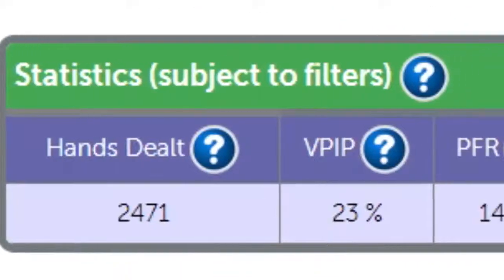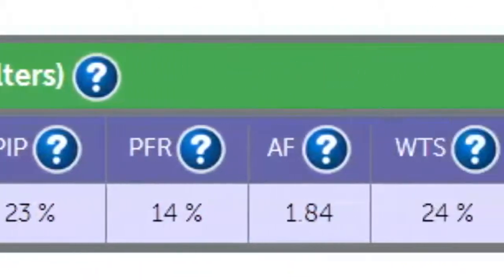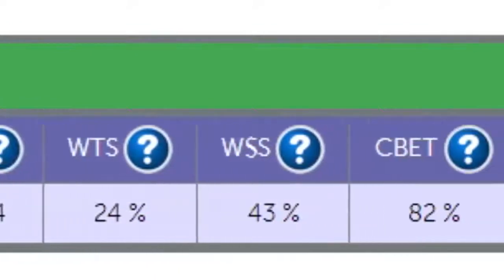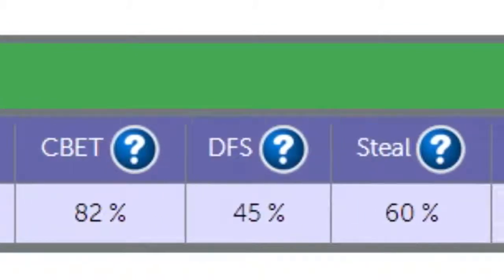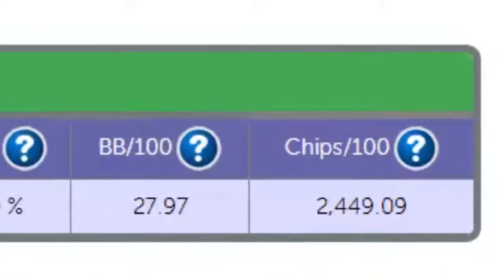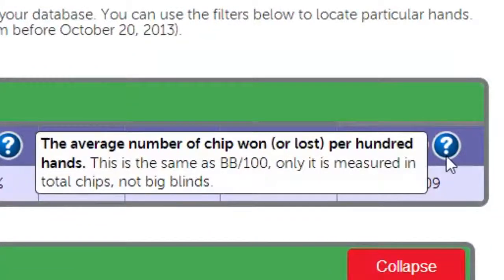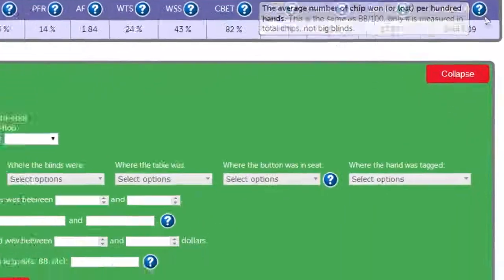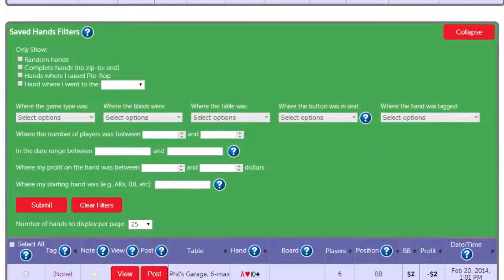At the top, you can see various statistics for the hands currently being displayed, which changes based on the filters you select below. If you want to find out more about a particular stat, just hover over the question mark to get more information. Here, you can choose from a variety of filters to limit the hands that are displayed.